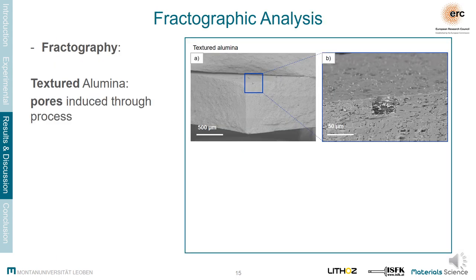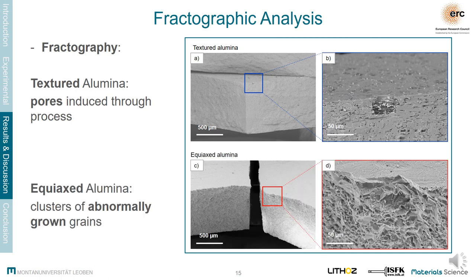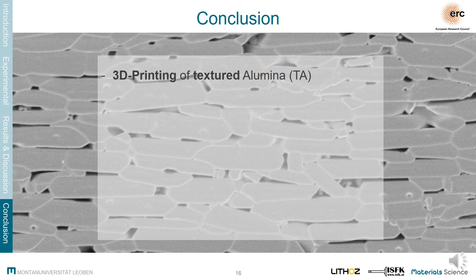Fracture analysis of fracture surfaces from biaxial strength tests showed that for textured alumina, mainly pores were origins of failure. Those pores are induced through processing. In comparison, for equiaxed alumina, clusters of abnormally grown grains were found to be the origins of failure.